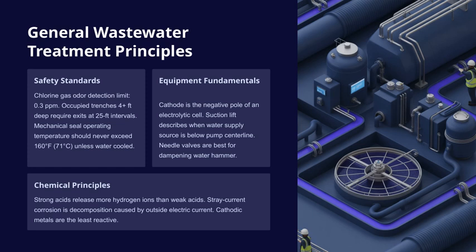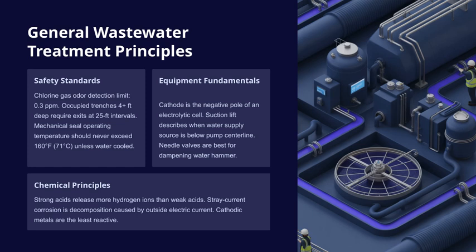Also, for equipment like mechanical seals, the operating temperature should never go beyond 160 degrees Fahrenheit or about 71 degrees Celsius unless the system is water-cooled. Staying within these limits helps prevent equipment failure and ensures safety. Moving on to equipment fundamentals, the cathode is the negative pole in an electrolytic cell. Understanding this helps us grasp how electrolysis works in water treatment processes.